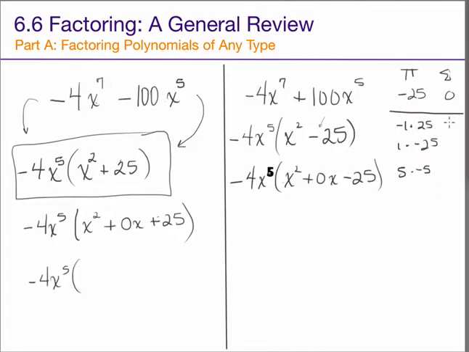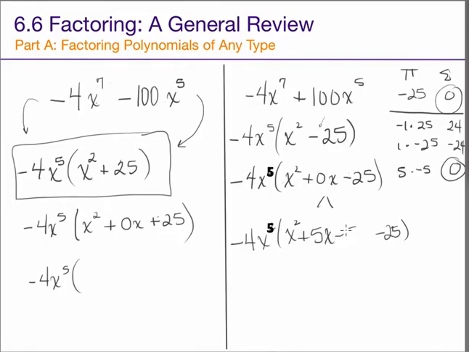The sum of these two numbers is 24, the sum of these two numbers is negative 24, and the sum of these numbers is 0. So in this case, I do have a way to write my 0 term so that the numbers add up to 0 but multiply to negative 25. So I'll rewrite the problem again, with my middle term split up, plus 5x, minus 5x.